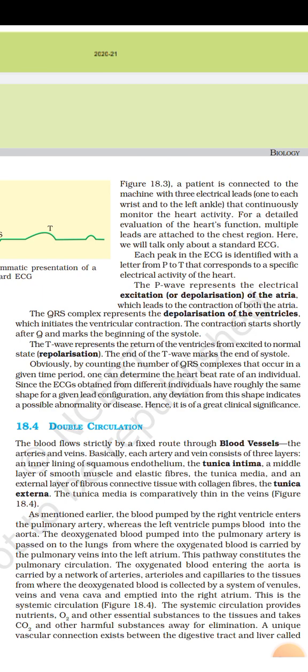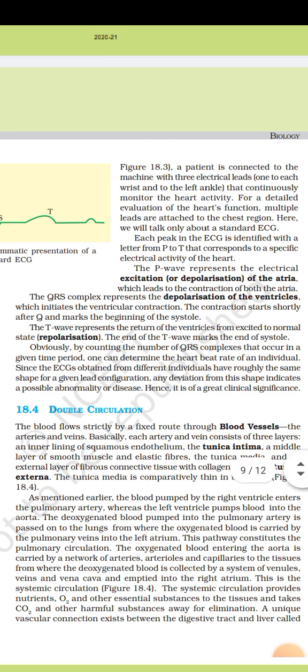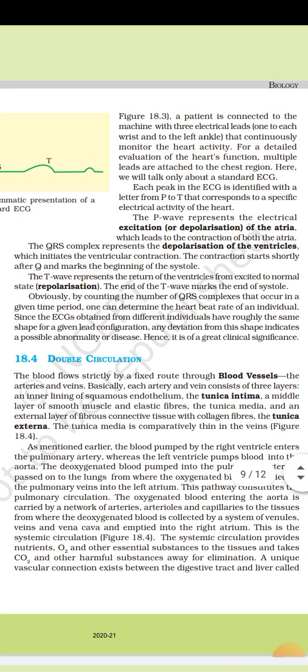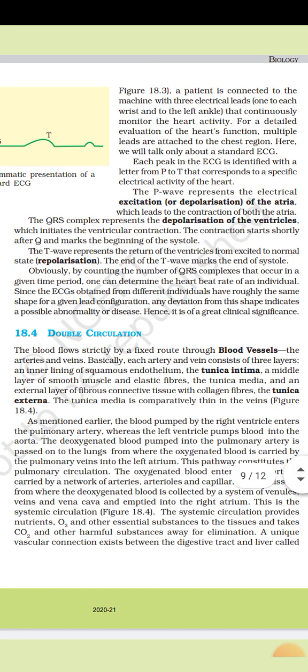The T wave represents the ventricles returning from excited to normal state, repolarization. The end of T wave marks the end of systole. Obviously, by counting the number of QRS complexes that occur in a given time period, one can determine the heartbeat rate of an individual. Since the ECG obtained from different individuals have roughly the same shape for a given lead configuration, any deviation from this shape indicates possible abnormality or disease. Hence, it is of great clinical significance.